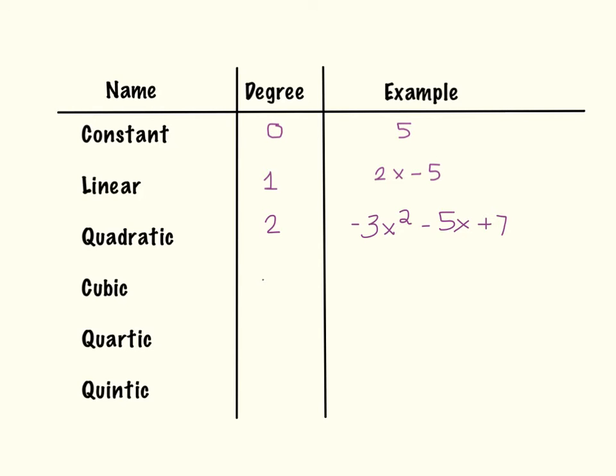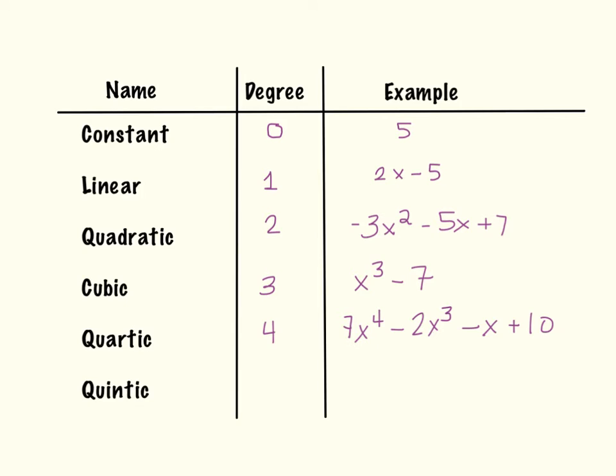A cubic has a degree of 3, and it doesn't have to have all the terms filled in. X cubed minus 7 is a cubic. It would be a cubic binomial. A quartic has a degree of 4, and it would be 7x to the 4th minus 2x cubed plus x plus 10. Notice I'm missing a degree right in here. I'm missing the squared. I don't have to have 4, 3, 2, 1, 0.